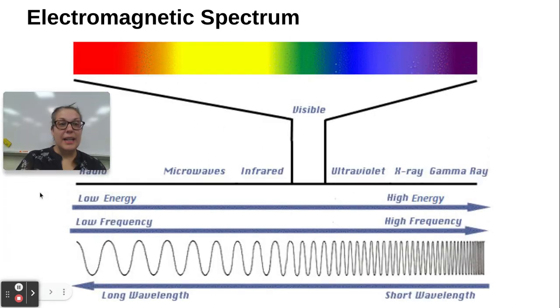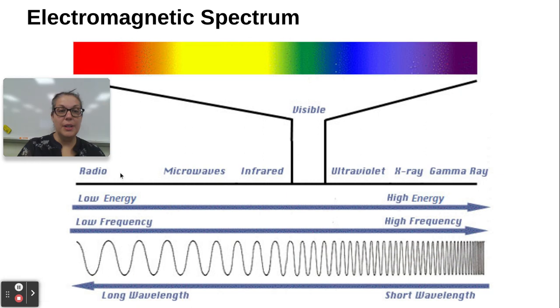So the electromagnetic spectrum, we know. The radio, we talked about how they have low energy. They're lazy, long wavelength. And as you move from radio towards gamma, they have a high frequency. They're hyper, high energy. They're very close together, so a short wavelength.